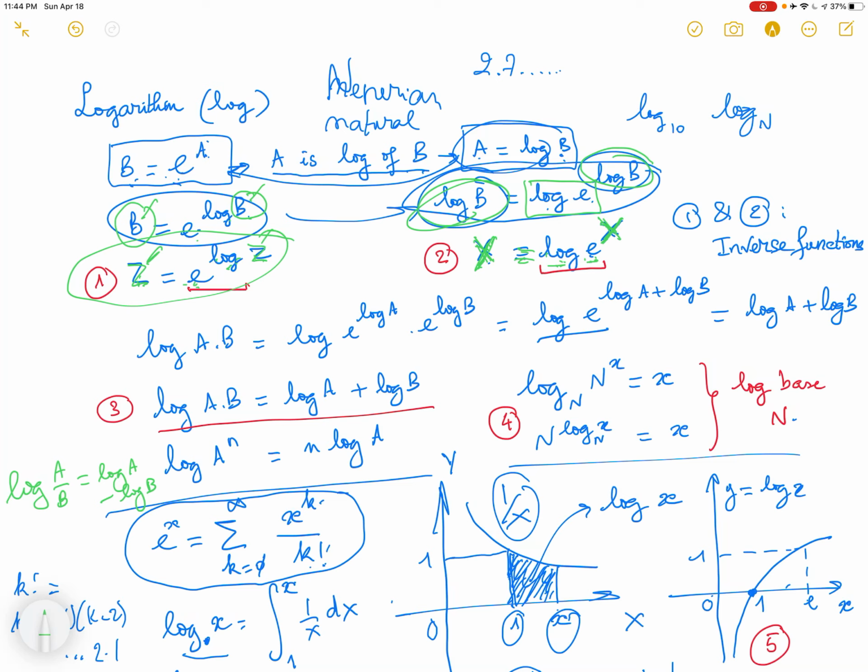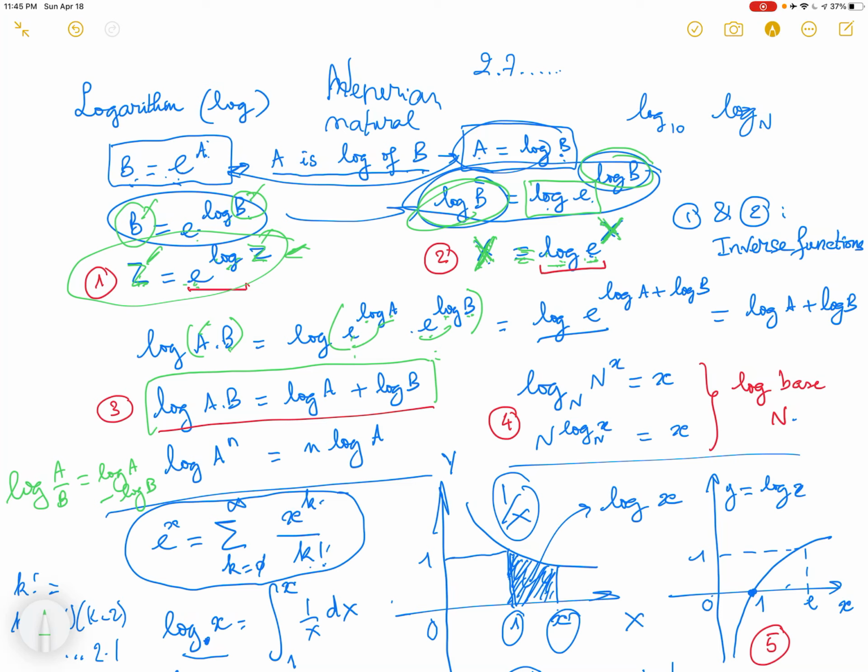Now, one of the consequences of this is that the log of a product is equal to the sum of the logs of the two numbers. So that's rule number 3. The way we prove it ourselves is we write a as e raised to log a, applying this formula here. Likewise, b is e raised to log b. So a can be substituted with e to the log a, and b substituted with e to the log b.